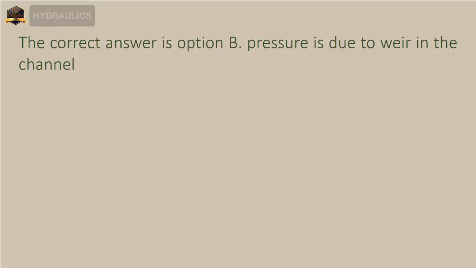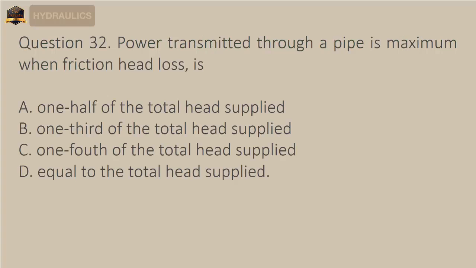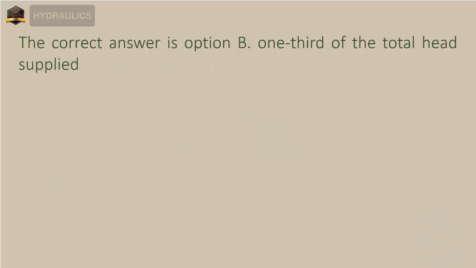Question 32. Power transmitted through a pipe is maximum when friction head loss is A. 1/2 of the total head supplied. B. 1/3 of the total head supplied. C. 1/4 of the total head supplied. D. Equal to the total head supplied. The correct answer is option B, 1/3 of the total head supplied.